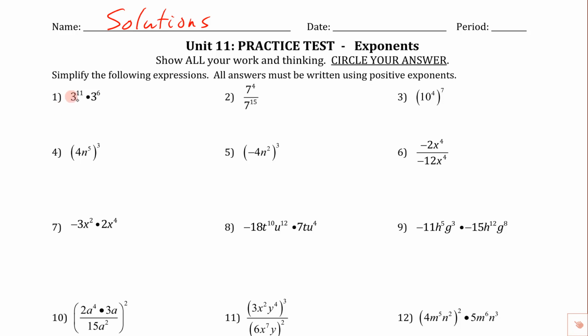So on the first one, it says 3 to the 11th times 3 to the 6th. They have the same base. Remember, the rule is if they have the same base and we're multiplying, we add the exponents together. So we get 3 to the 17th.